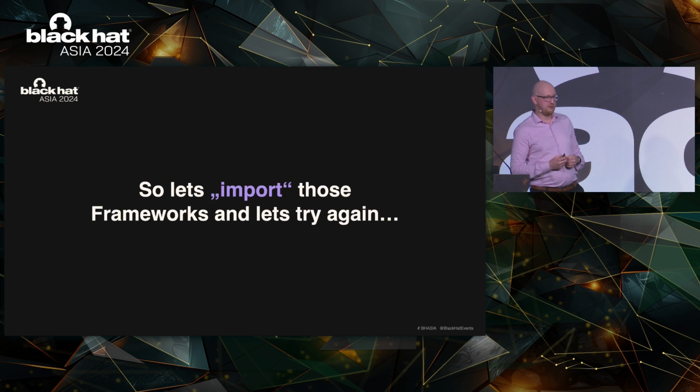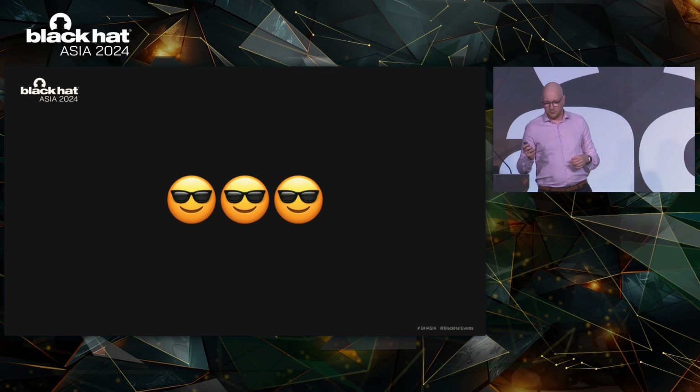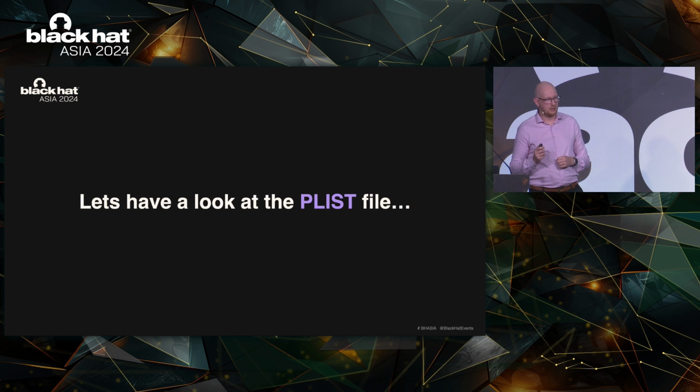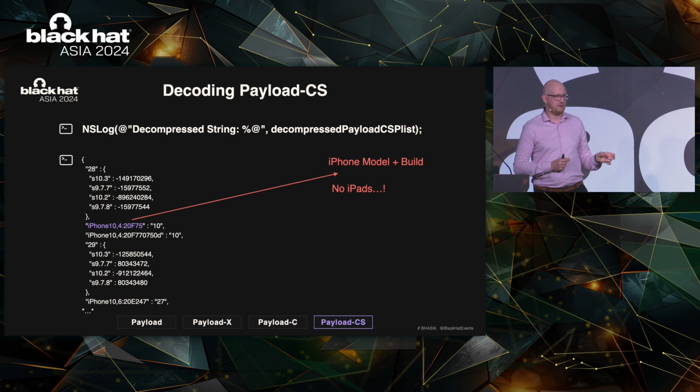Okay, now let's import these frameworks and let's try again. And then we're getting to the binary plist. We can already see there's a couple of tags inside of that, which is very nice. And then we can have a very closer look at the specific plist file. And if we also do the property list deserialization, we're getting to a very nicely structured dictionary where we can actually see that there's like an iPhone model, there's a couple of references, and on those references then you have a couple of variables with some integer values to it.